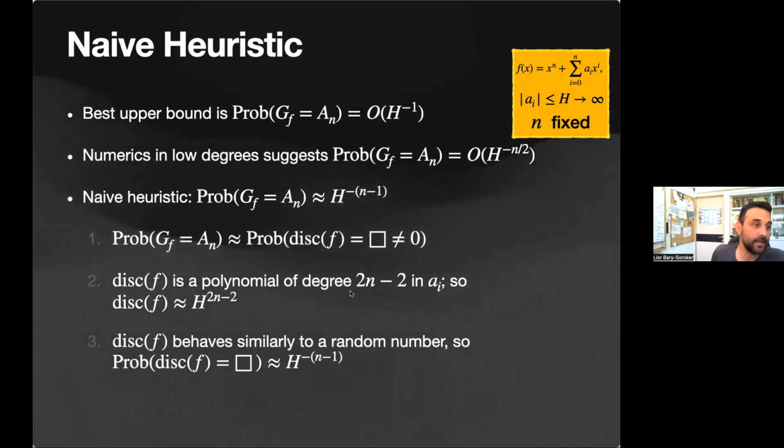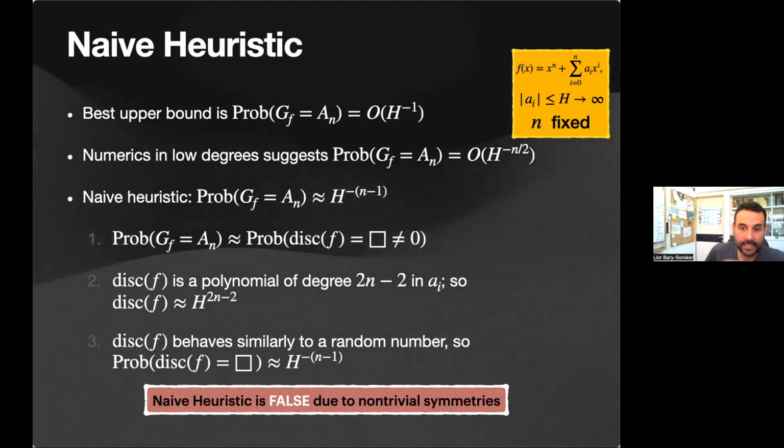So it says that, for example, in a box of size h, out of h to the n polynomials, we will roughly have h polynomials with square discriminant. This naive heuristic is false because of the third step. The point is that the discriminant doesn't behave like a random number.